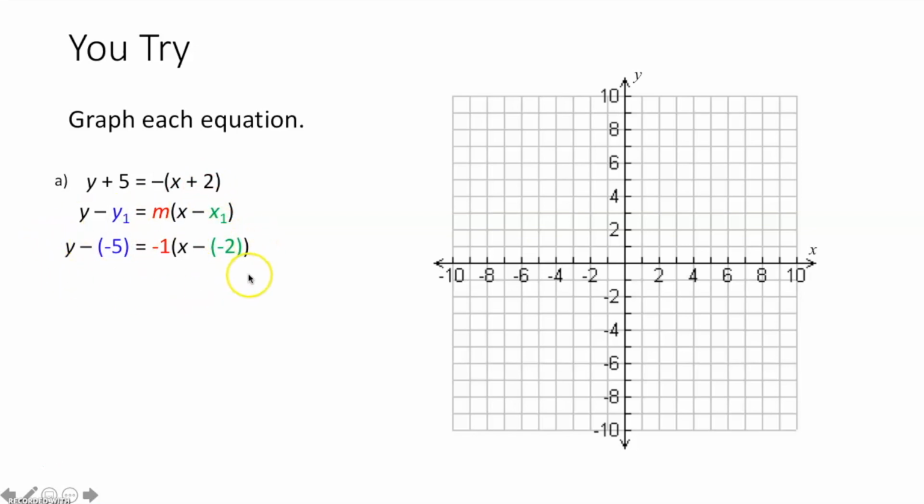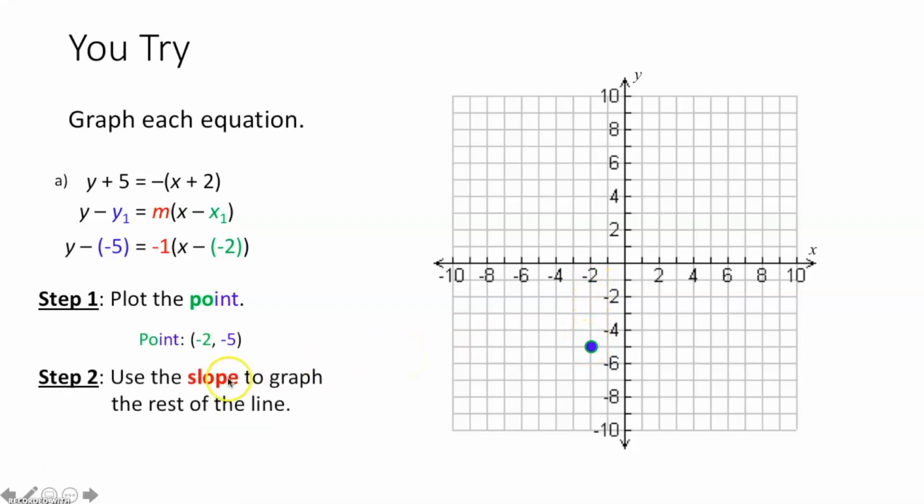Sweet. Now we know exactly what to do in order to graph this. We first plot our point. What's our point? Remember, our point is x sub 1 comma y sub 1. So that's negative 2 comma negative 5. So we go over negative 2 on our x-axis, down negative 5 on our y-axis, put a point. Next, we're going to use the slope to graph the rest of the line. So what is our slope?